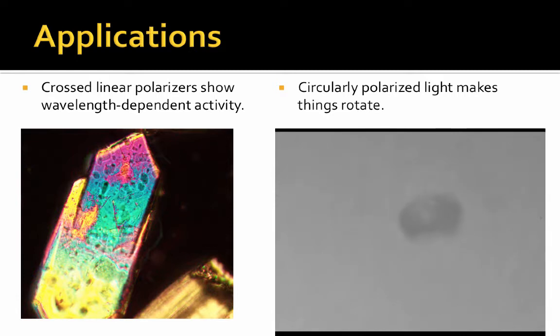The picture on the right is a rotating piece of birefringent calcite that is rotating because circularly polarized light is shining on it. The little clip is in a loop, that's why it jumps periodically. So circularly polarized light really does things.